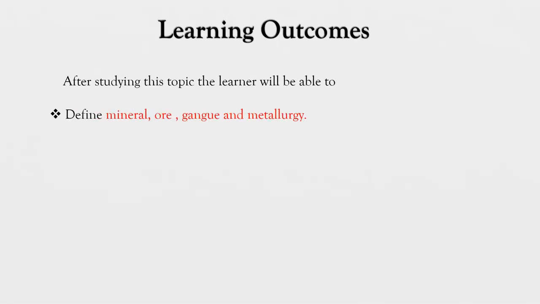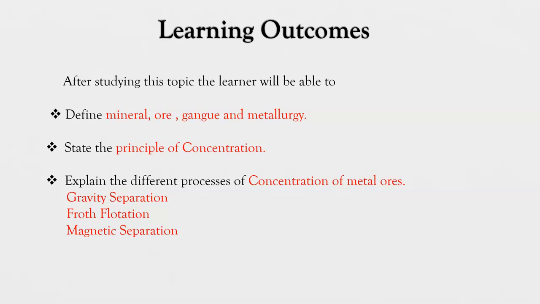After going through this video, you will be able to define mineral, ore, gangue and metallurgy, state the principle of concentration, and explain the different processes of concentration of metal ores like gravity separation, froth flotation, and magnetic separation.